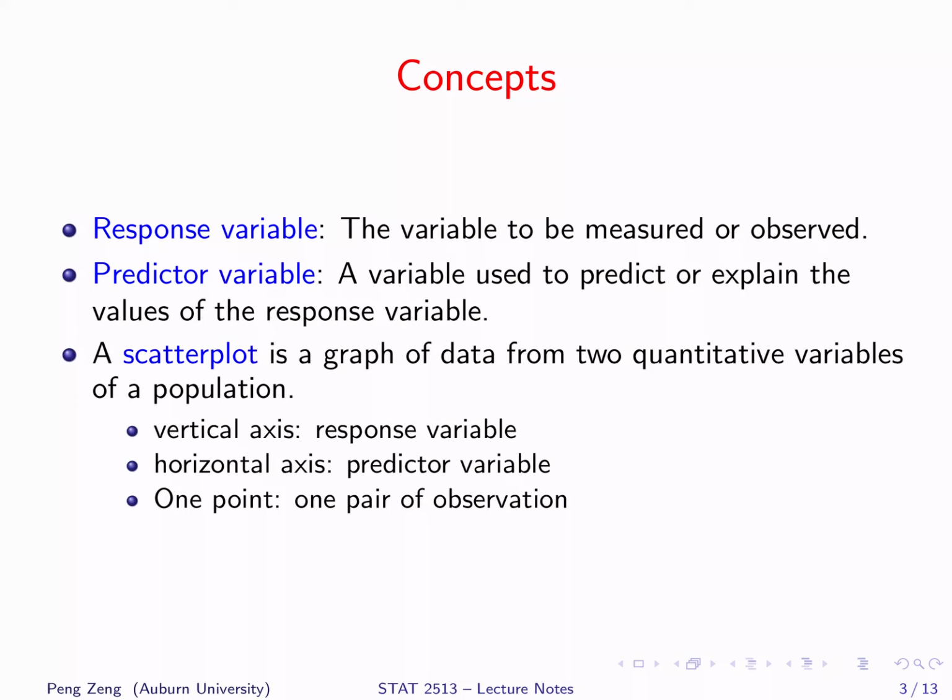The plot we drew in the previous slide is a scatter plot, which is a graph of data from two quantitative variables of a population. When drawing a scatter plot, we place the response variable on the vertical axis and the predictor variable on the horizontal axis. Each point in the graph represents one individual in the dataset.